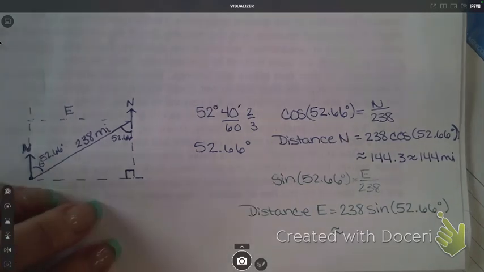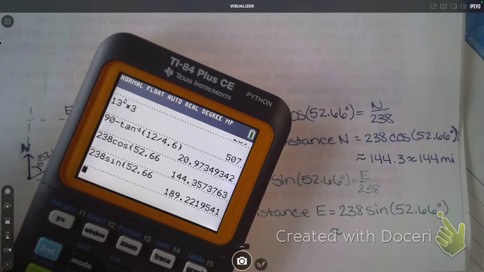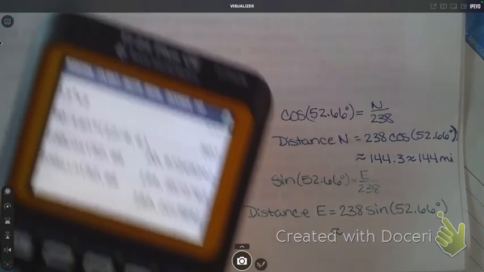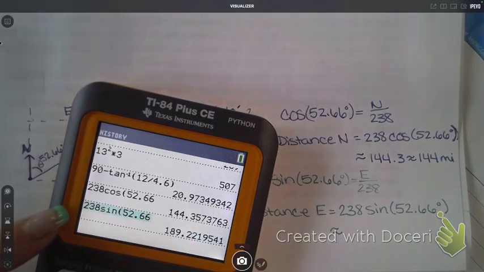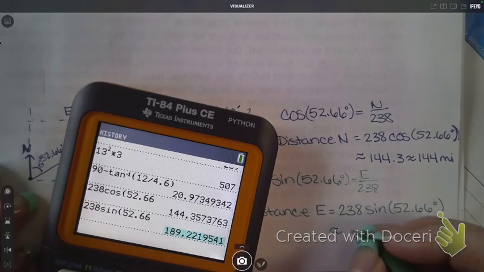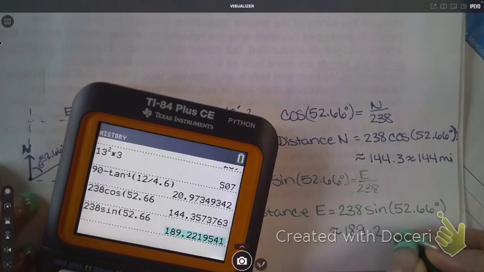And you guys don't have to retype that in. If you just hit second enter and change your cosine to sine. Oh, and on yours, Emma, you can just go up and hit enter. Oh, so I got approximately 189 miles.